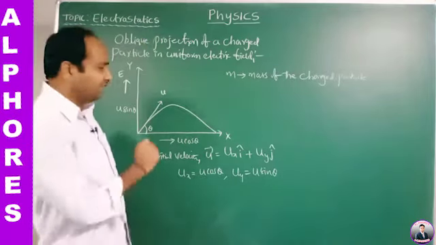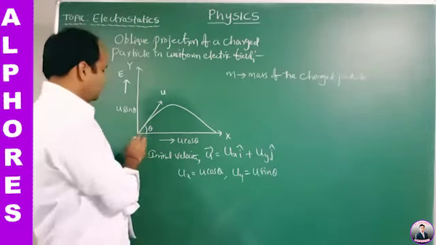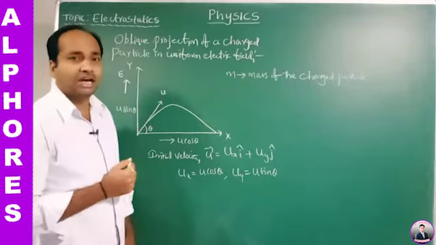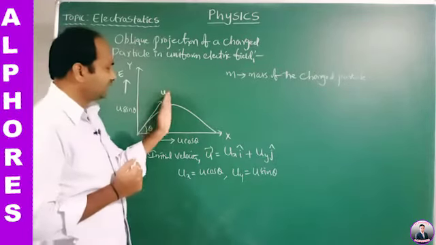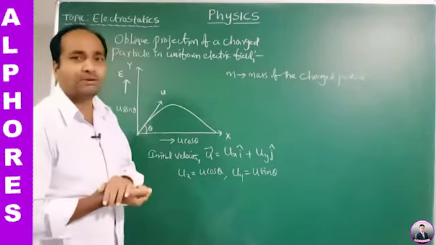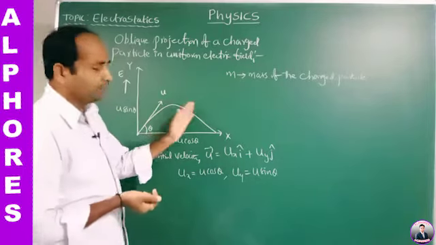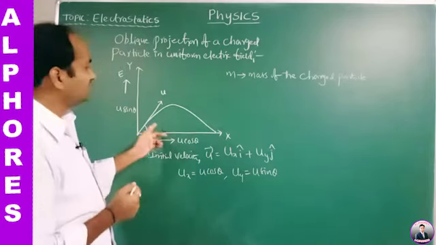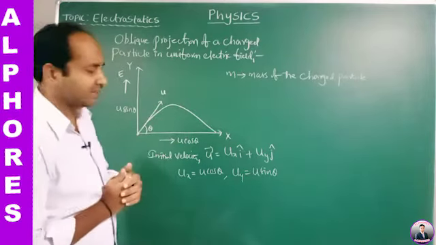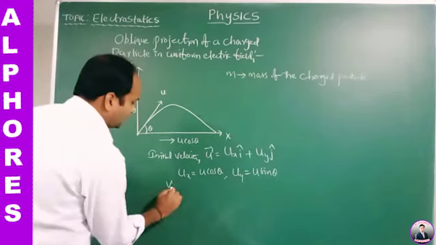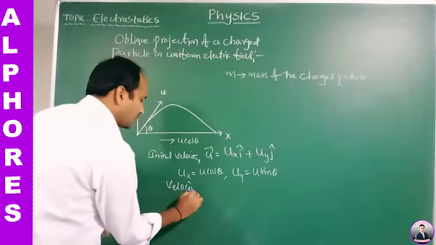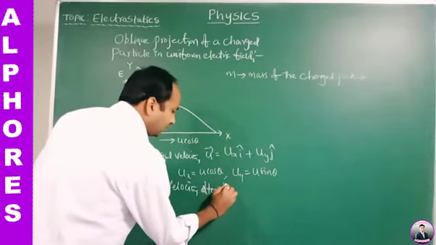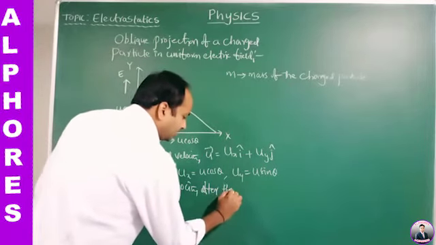Suppose this is the point of projection, which we take as the origin. At any instant of time t, the particle has a certain position, it reaches a certain point on its path. Now what is the velocity of the charged particle after a time of t seconds?